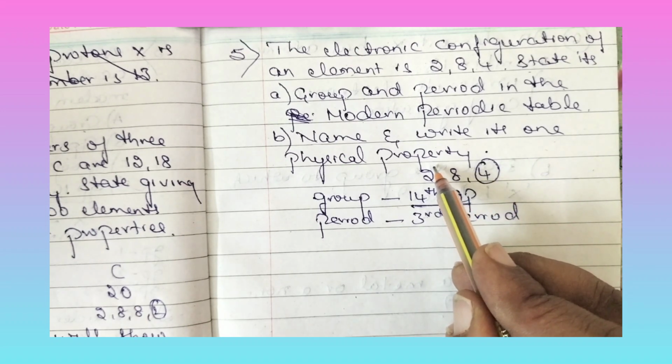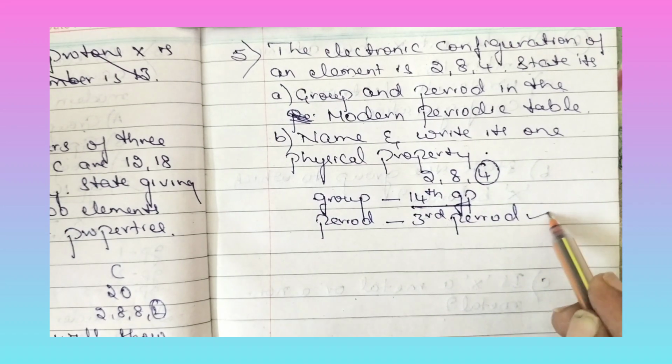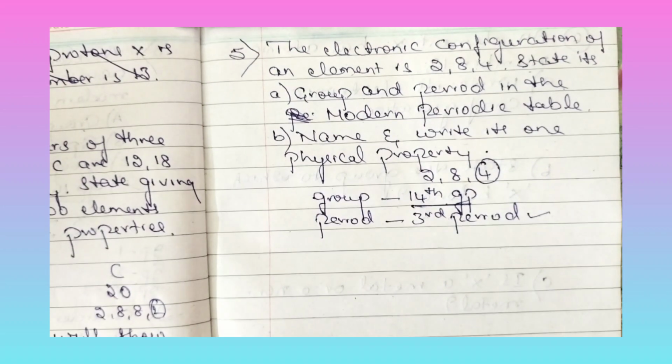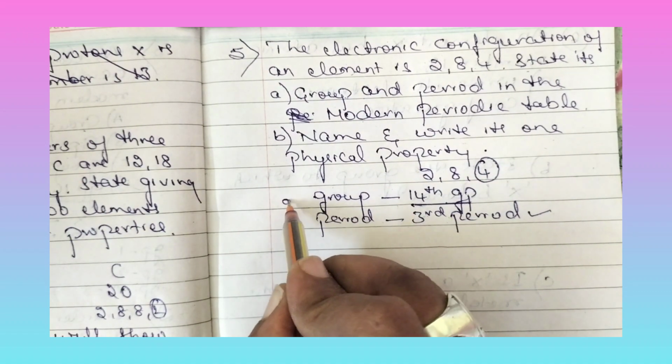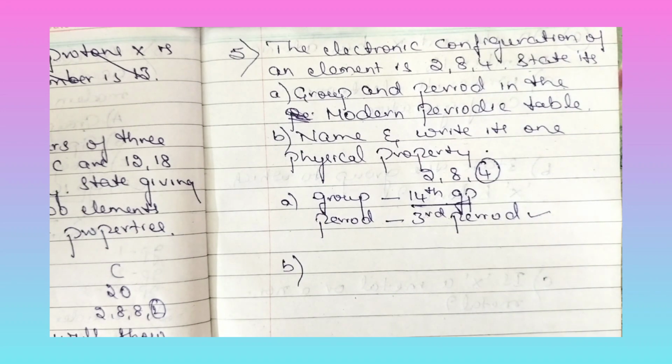How many shells are there? 1, 2, 3. 3 shells are there. Therefore, it belongs to the third period. So, like this, we have to find out which group and which period it belongs to. Now, let us find out the name and write its one physical property.